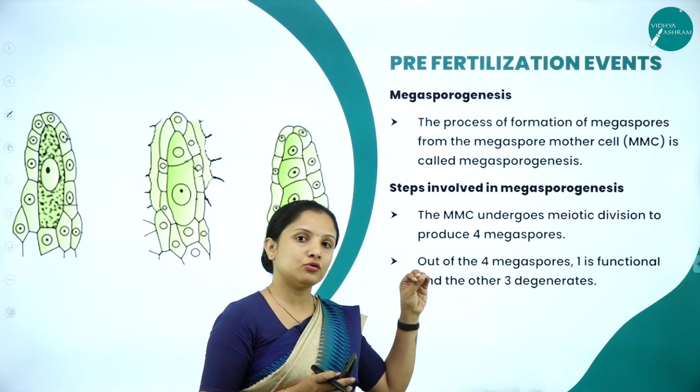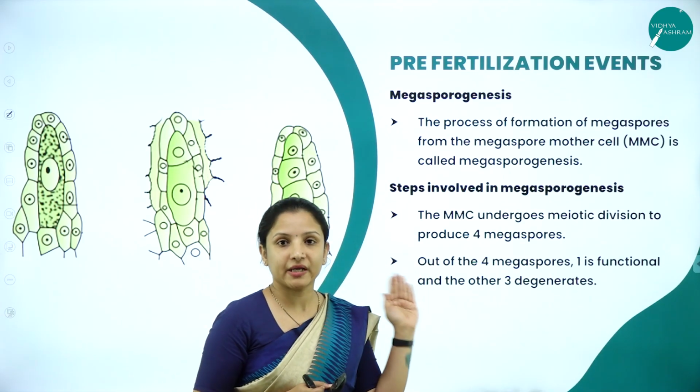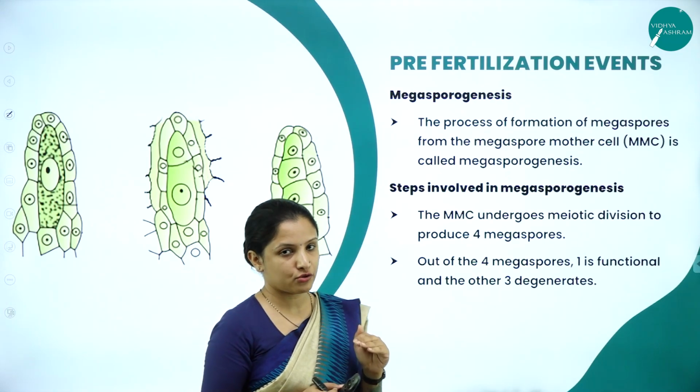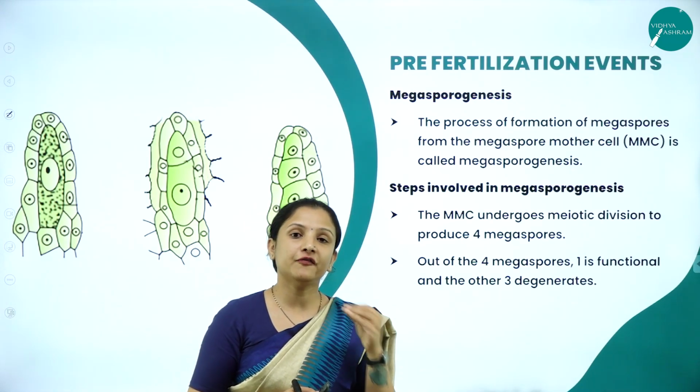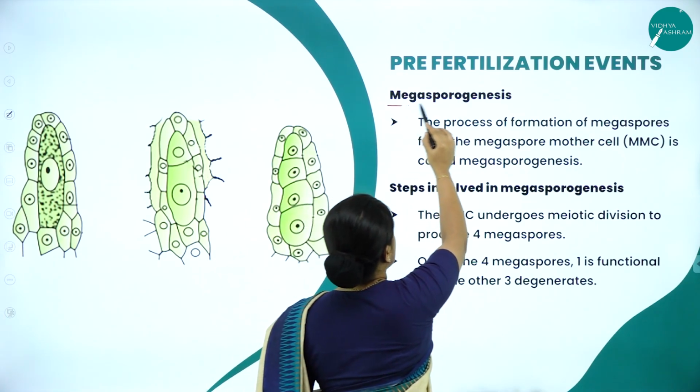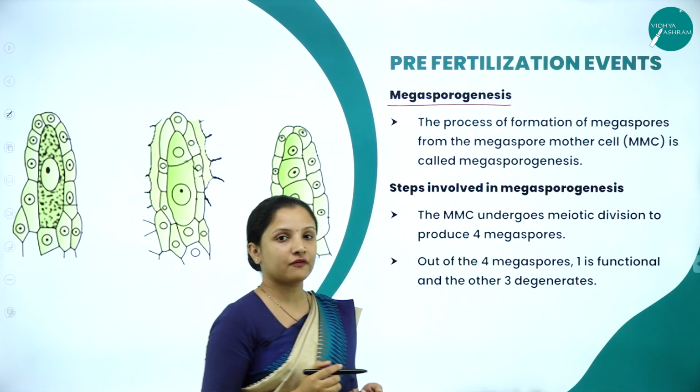So we now need to know about the formation of the megaspore, right? That is, how the ovules get developed is what we need to know here, because we are studying the female reproductive structure now. So that is called megasporogenesis, that is the formation of the megaspore.